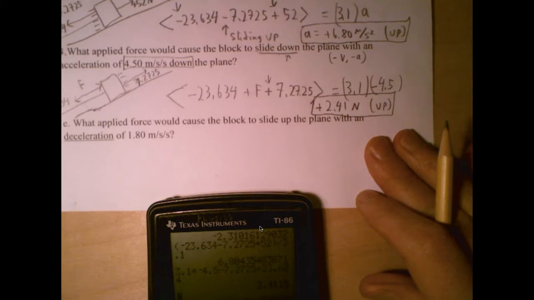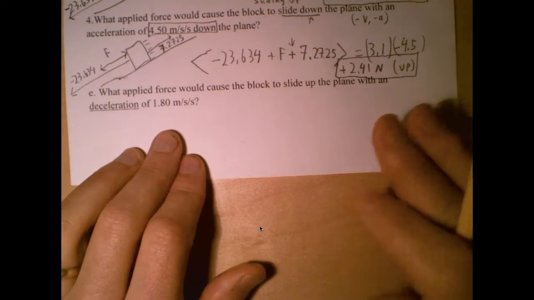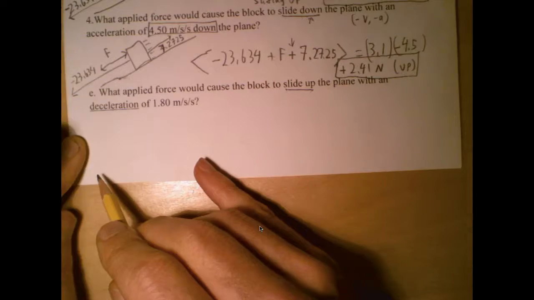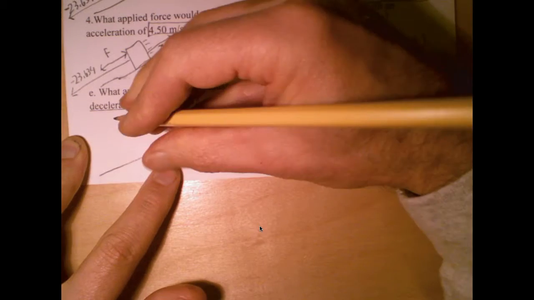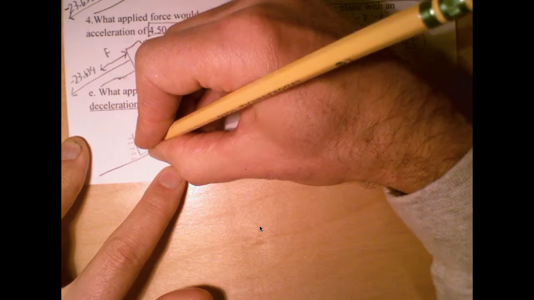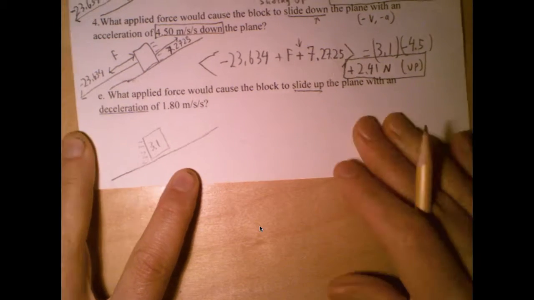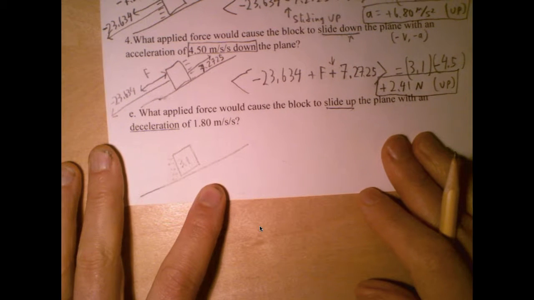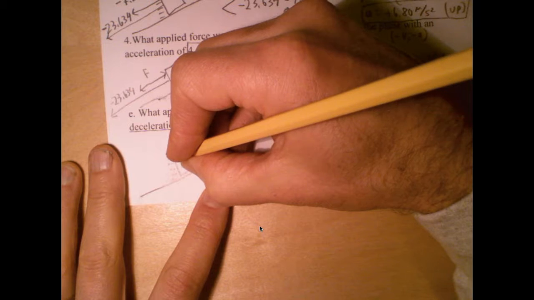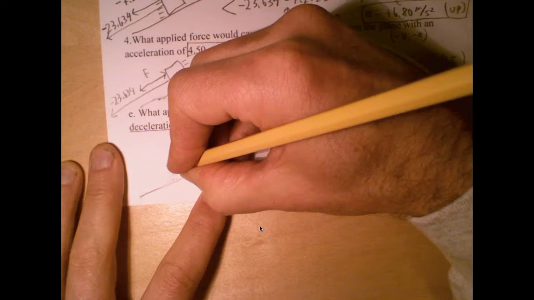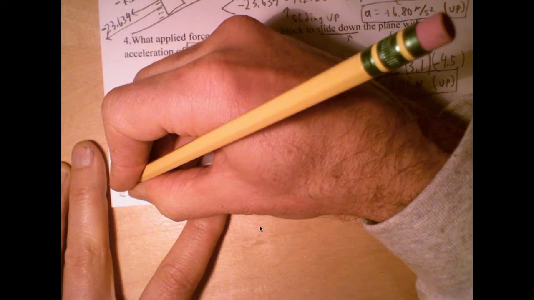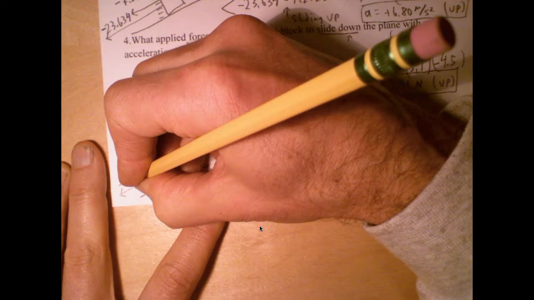Okay, and the last one is, of course, very, very tricky. So what applied force would cause it to slide up the plane? So let's draw a picture of that. 3.1 kilograms, it's sliding up the plane. Now, if it's sliding up the plane, the parallel force is down the plane, regardless of which way it slides, right? So minus 23.634, that's just like a given, right?